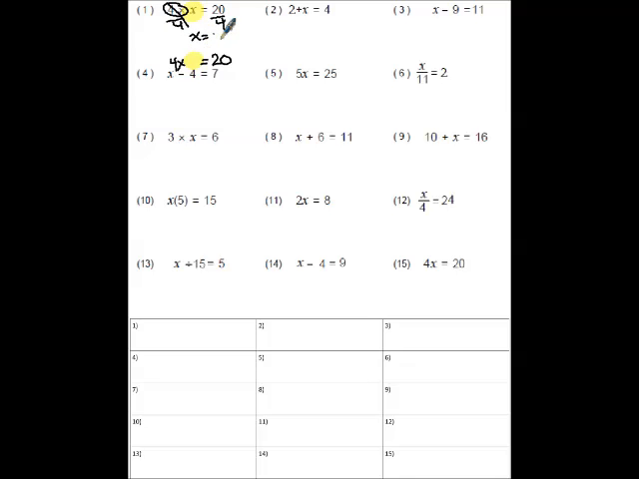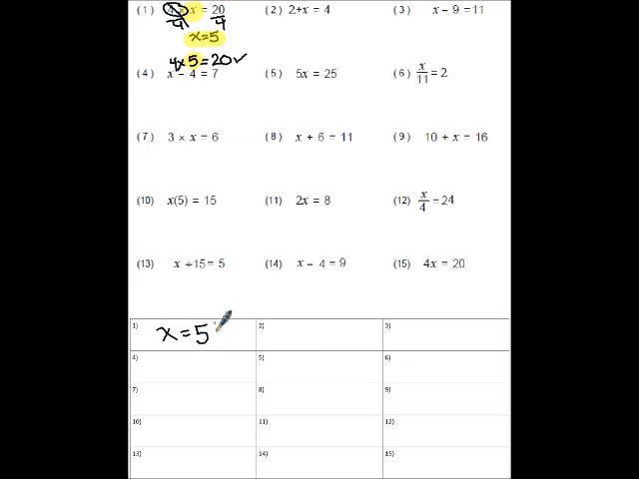and multiplying by 4 then dividing by 4 is going to cancel out to give you x, and 20 divided by 4 is 5. So here I think that my final answer is 5, but I want to double check that by putting it into the problem. And I know that 4 times 5 does equal 20, so x equals 5 would be my final answer.